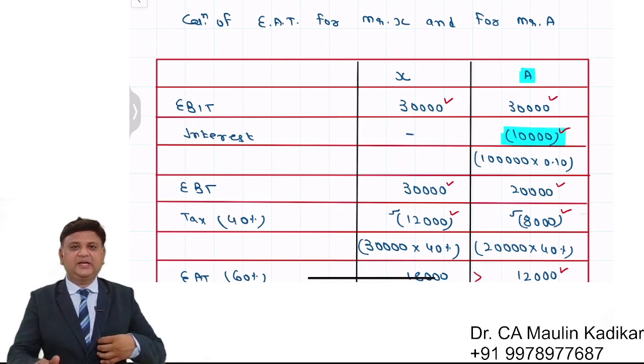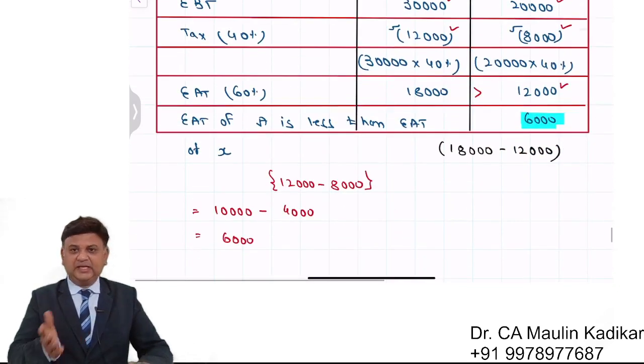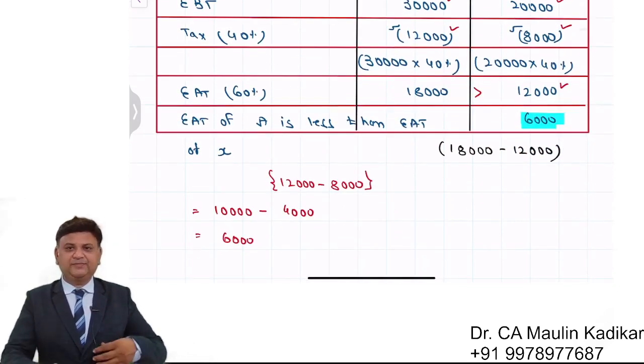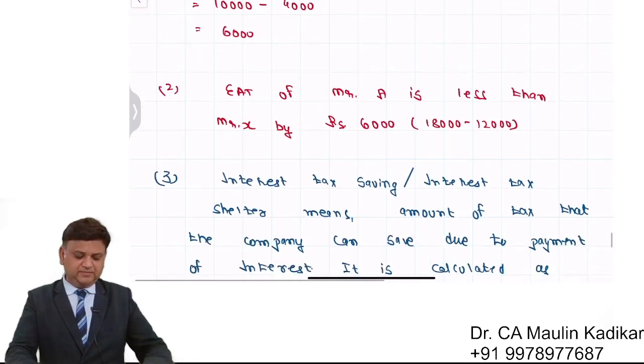So, summary of the entire answer. In the first part of the question, we are required to compute the earning after taxes, that is 18,12. In the second part of the question, it says: what is the amount by which the EAT is less of A, that is 6,000.